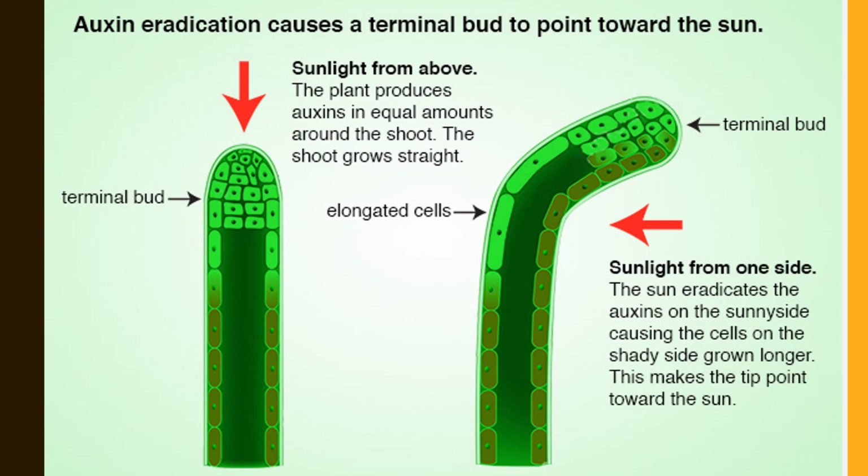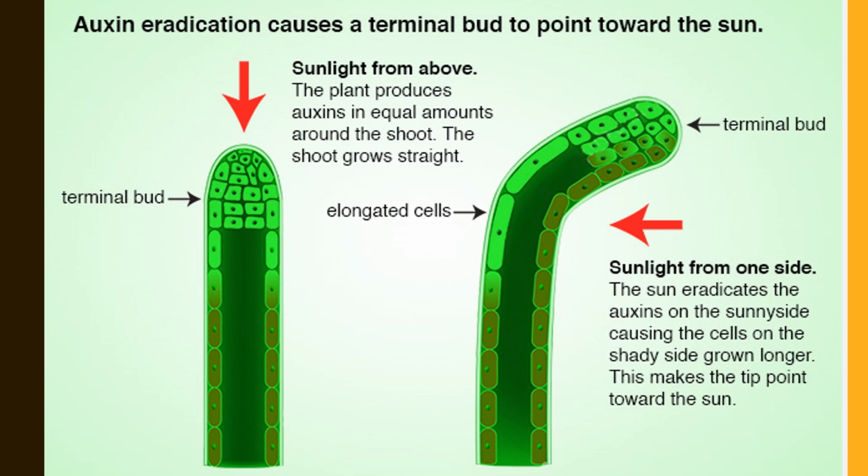Here you can see an important function of auxin. Auxin eradication causes a terminal bud to point towards the sun. In the first picture you see a terminal bud getting sunlight from above, and all the cells of this bud are getting sunlight equally. So all the cells are growing equally, elongated equally. So the shoot is growing well, straight up.